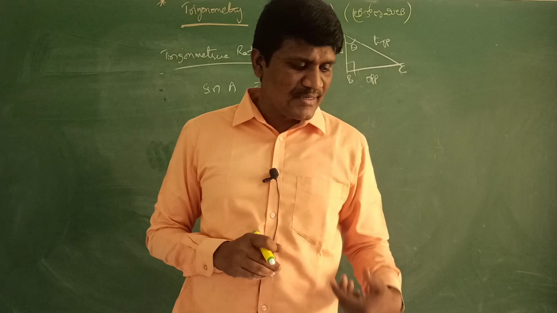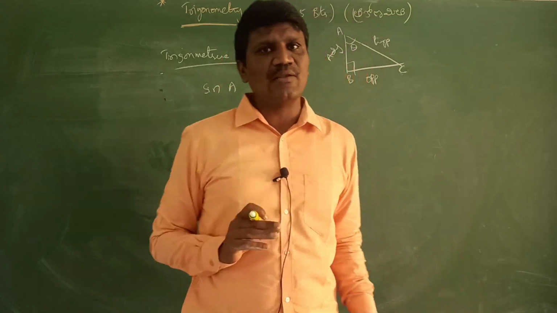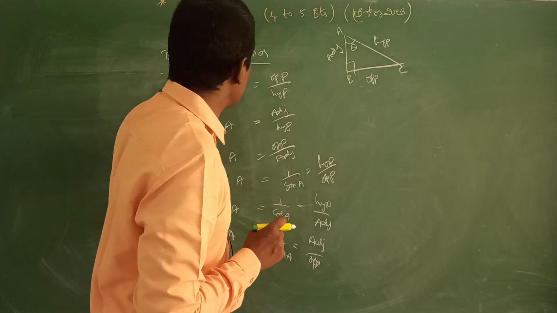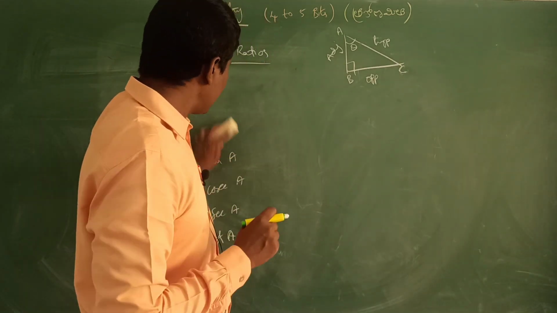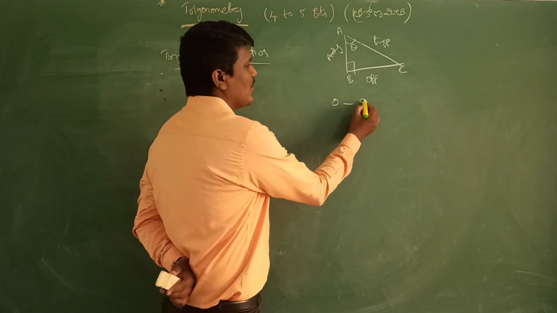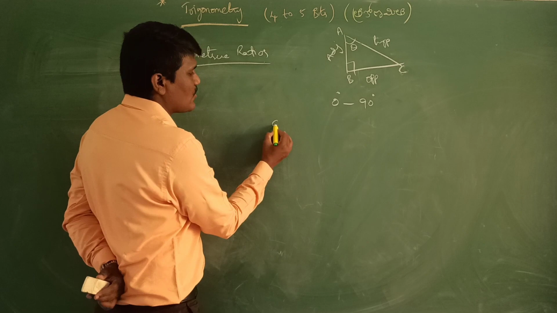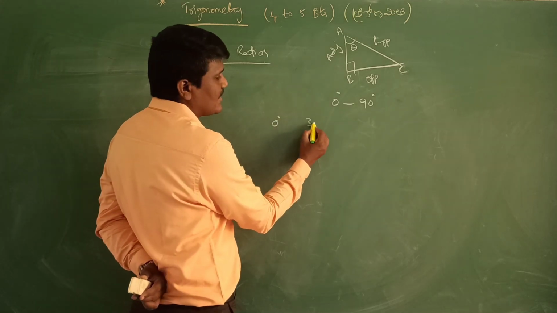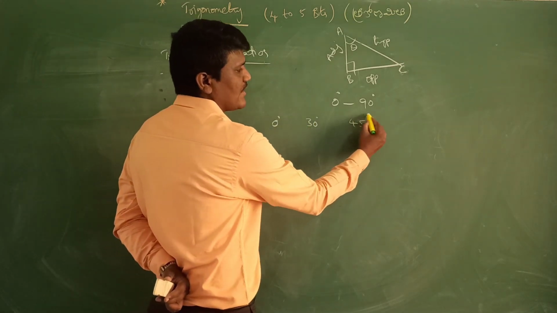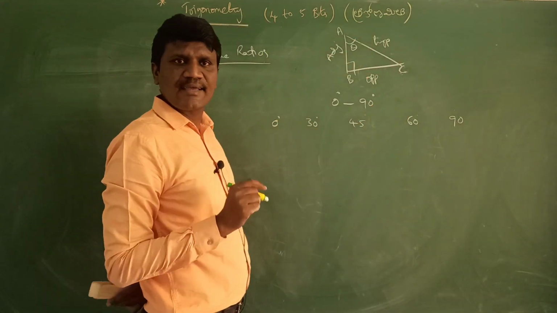Okay students, now let's see what the trigonometric values are. As we know, the values of sin, cos, tan we will take from 0 to 90 degrees. So what is the value at 0 degrees? What is the value at 30 degrees? What is the value at 45 degrees? What is the value at 60 degrees? And what is the value at 90 degrees? Let us take them now.